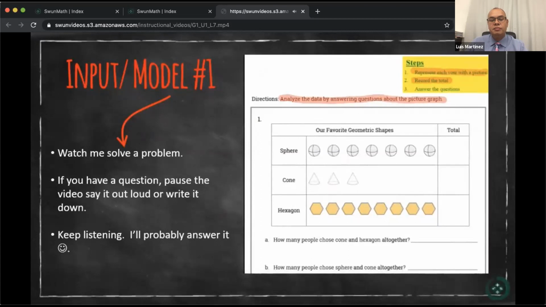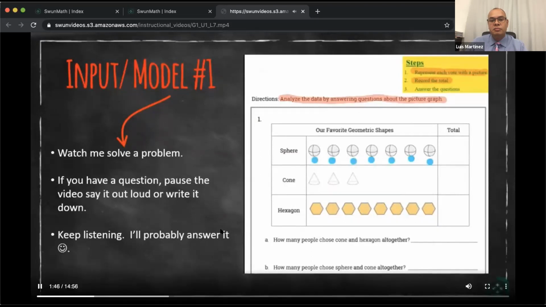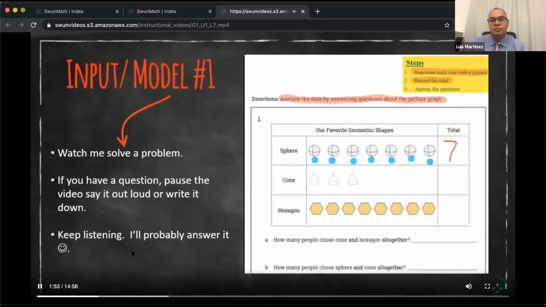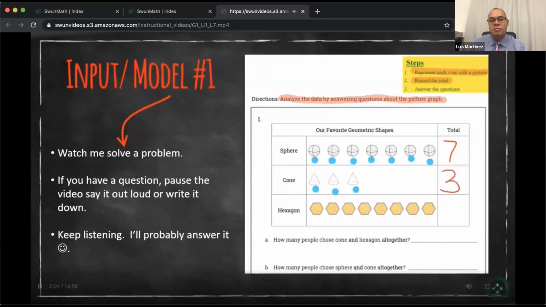We can start with the sphere category. There are 1, 2, 3, 4, 5, 6, 7 spheres. So we will put a 7 in our total. Next is the cone category. There are 1, 2, 3 cones. So we will put a 3 in our total. Our last category are hexagons. There are 1, 2, 3, 4, 5, 6, 7, 8 hexagons. So we can put an 8 in our total.